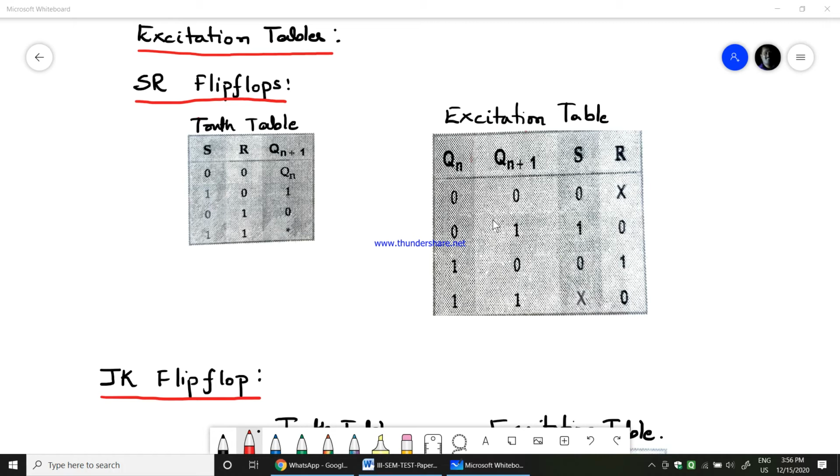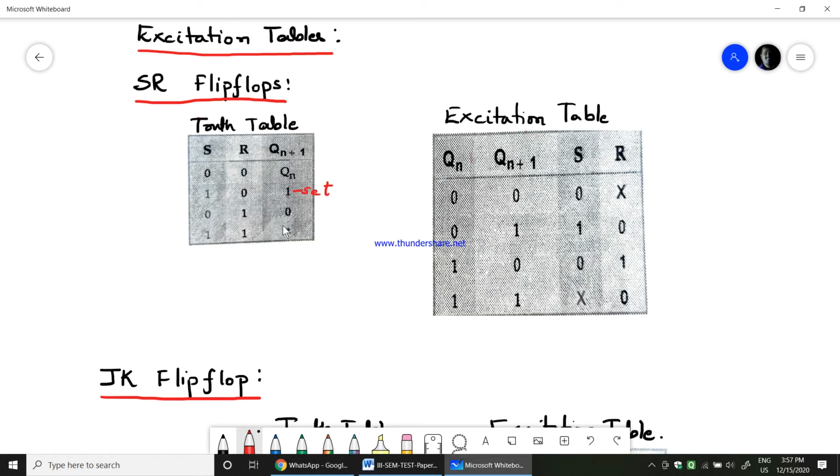And further, with this knowledge of excitation table, we'll see how to design counters, both synchronous and asynchronous counters. In SR flip-flop we know the truth table: when both S and R are 0 0, we get the output Qn plus 1 equal to Qn. So the next state is Qn. If the present state is Qn, the next state will remain same, no change. When S and R is 1 0, it is a set state.